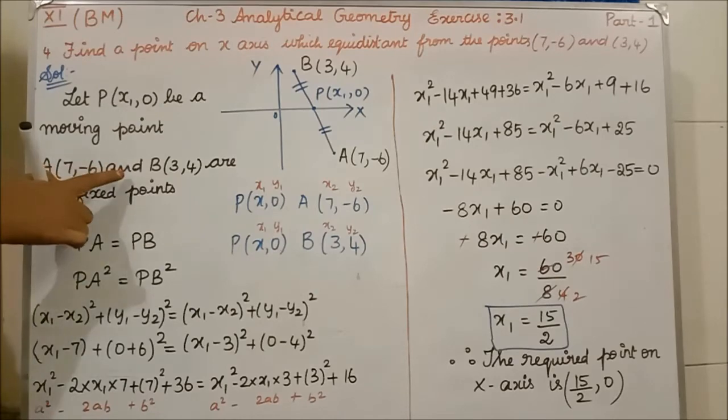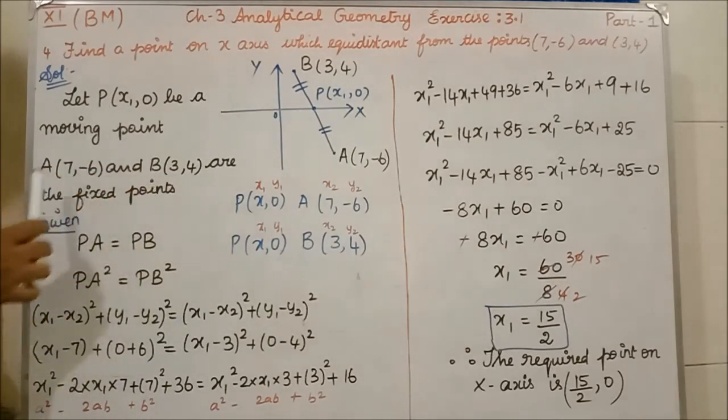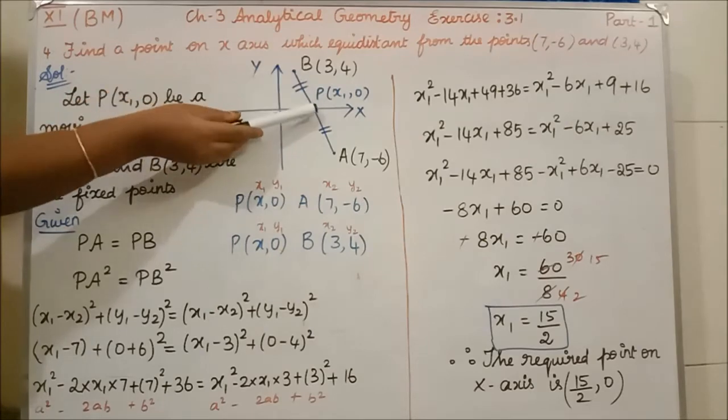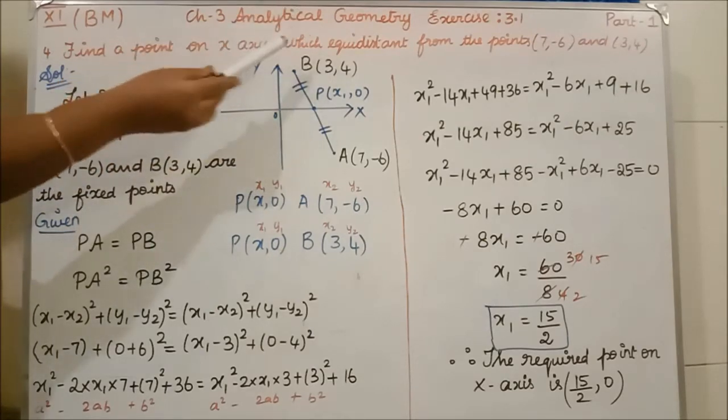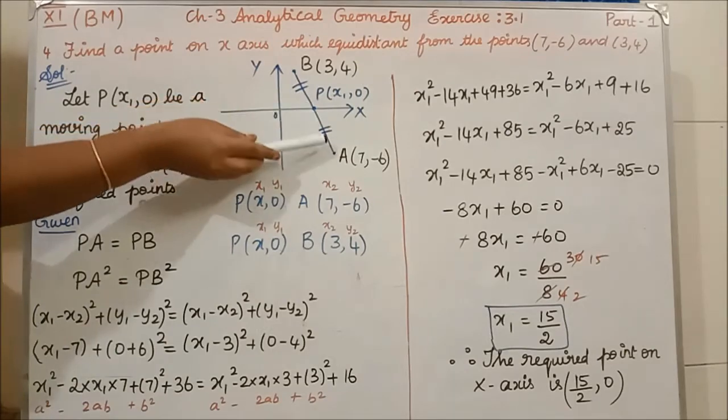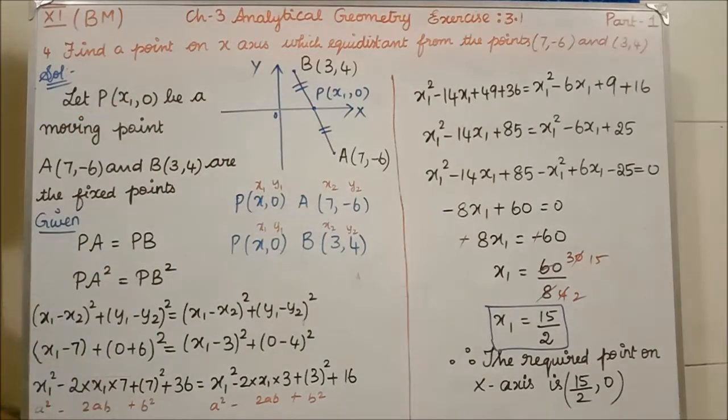A 7, minus 6 and B 3, 4 are the fixed points. Now, they have given that PA is equal to PB because the point is equidistant from the points they have given. Equidistant means equal distance. So whatever length you get for PA, the same distance PB will have. Clear? So PA equal to PB. Since we are using the distance formula, we have to square on both sides. So PA square equal to PB square.